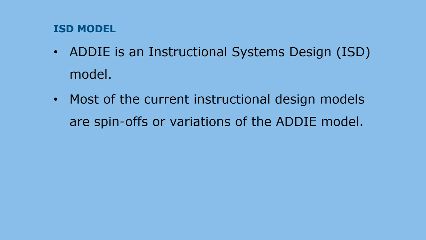ADDIE is an Instructional Systems Design, or ISD, model. Most of the current instructional design models are spin-offs or variations of the ADDIE model. One commonly accepted improvement to this model is the use of rapid prototyping. This is the idea of receiving continual or formative feedback while instructional materials are being created. This model attempts to save time and money by catching problems while they're still easy to fix.